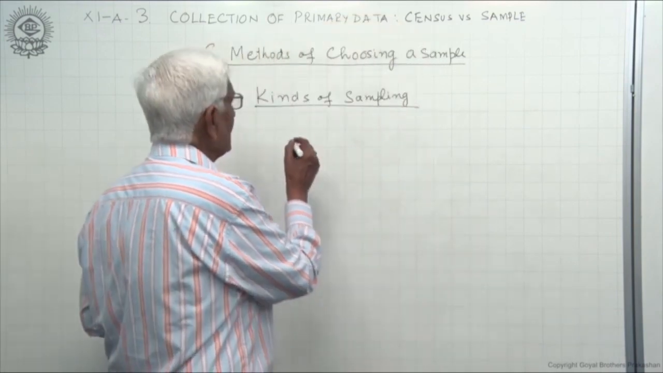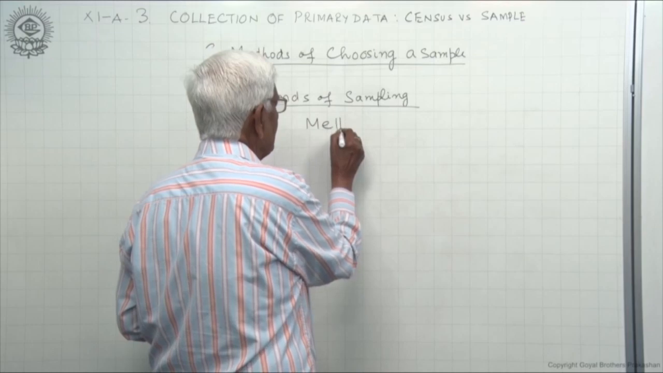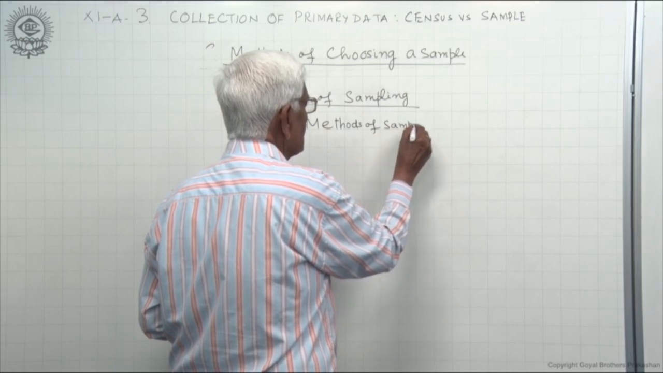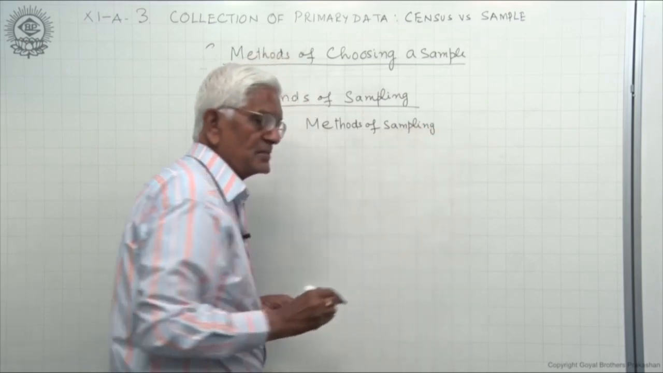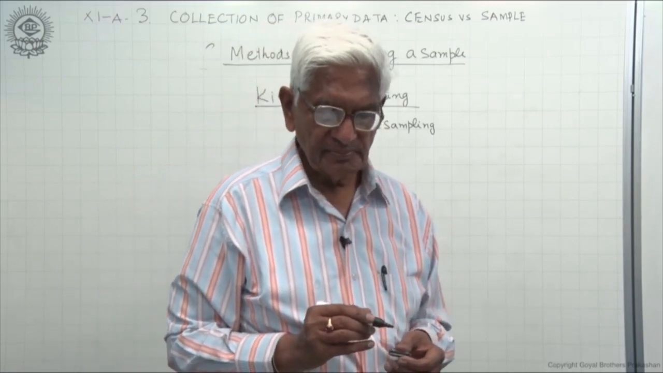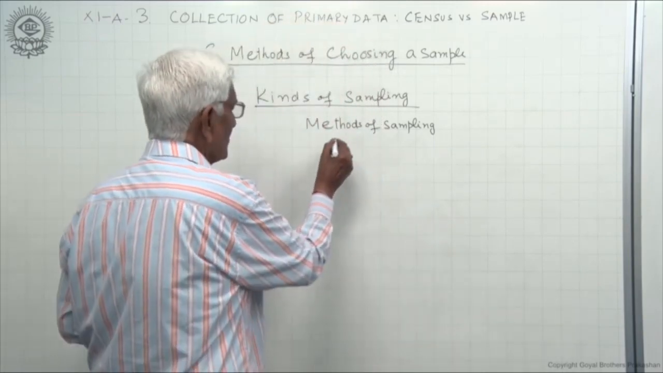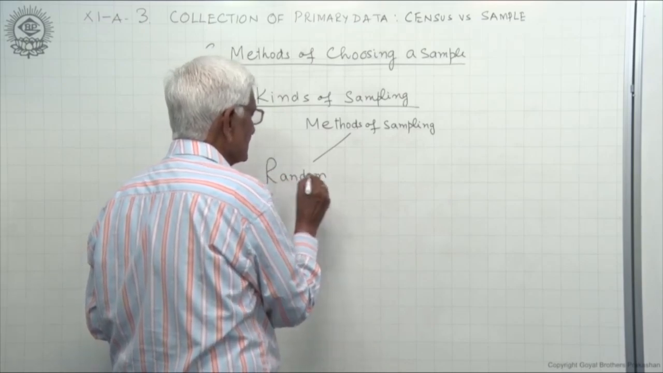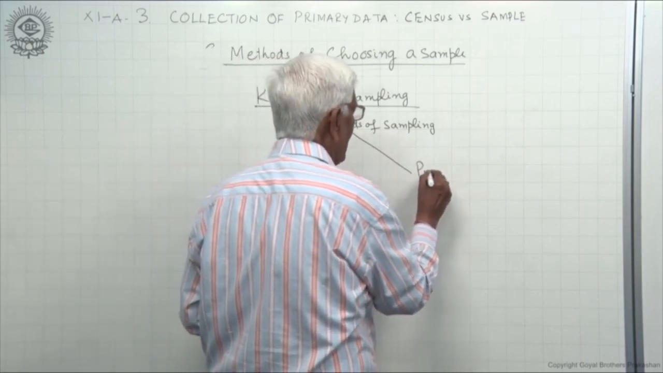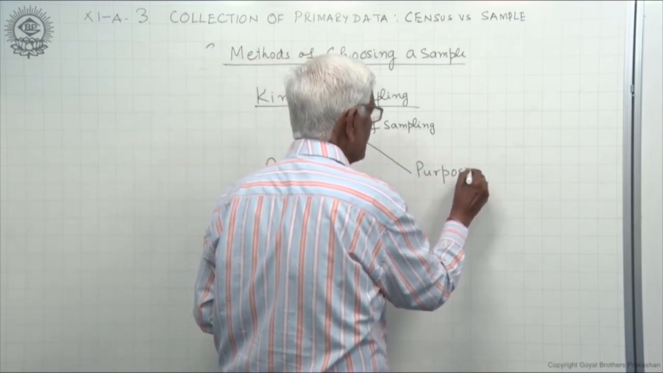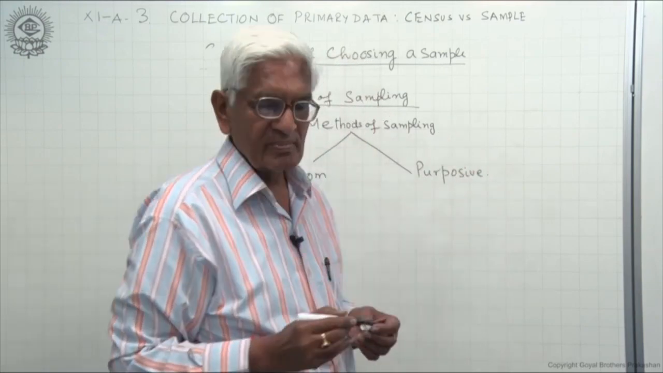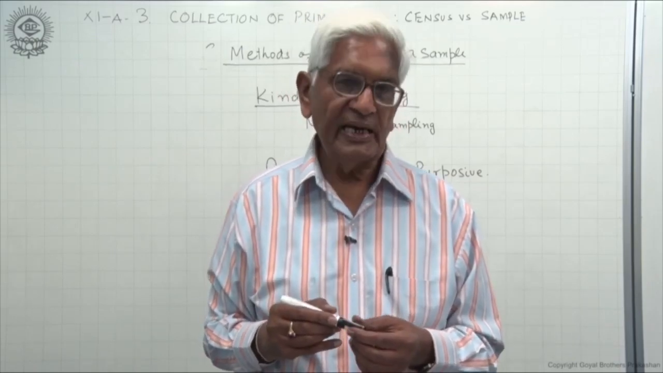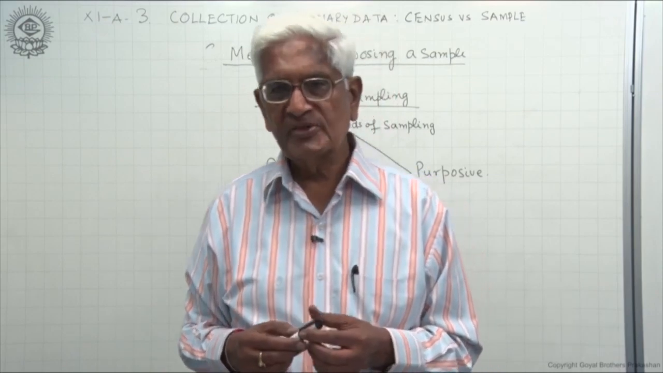There are two methods. There are two methods of sampling. Random. Purposive. Random, purposive. क्या फर्क है दोनों में? क्या अंतर है दोनों में? What is the difference between the two?